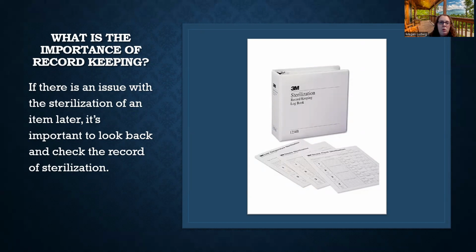So being able to trace those back, maybe it happened in decontamination. Maybe there was something wrong with the ultrasonic cleaner. Maybe there was something wrong with the sterilizer. Maybe it's a user error, right? Maybe someone needs to have a little bit more training on certain items or certain steps, right? So it's important to keep track of every single step that these items that are being sterilized go through, so you can look back and check them if there is a problem later, okay?